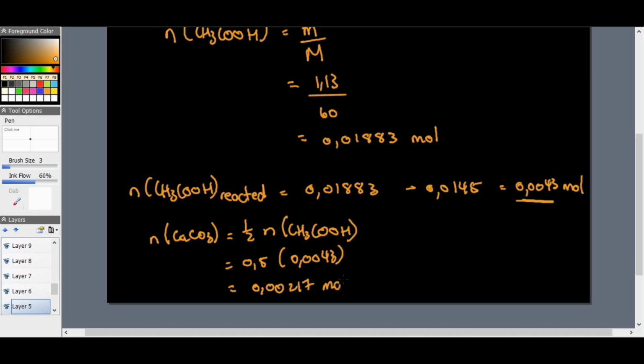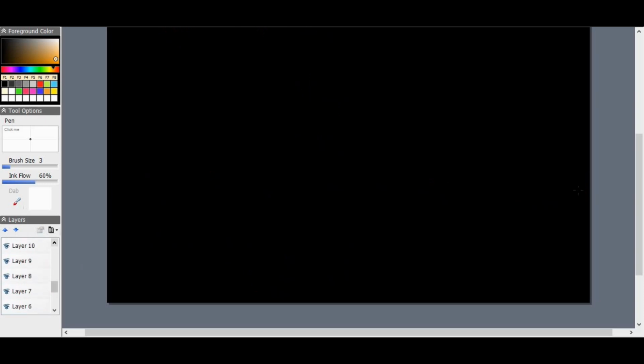That should give us the amount of moles of calcium carbonate to be about 0.00217 mole. We're keeping these long decimals because we're going to need them before we round off to our final answer. All right, cool. So we got that, and now we just need to find out what the mass is. So we come over here, we take that answer.